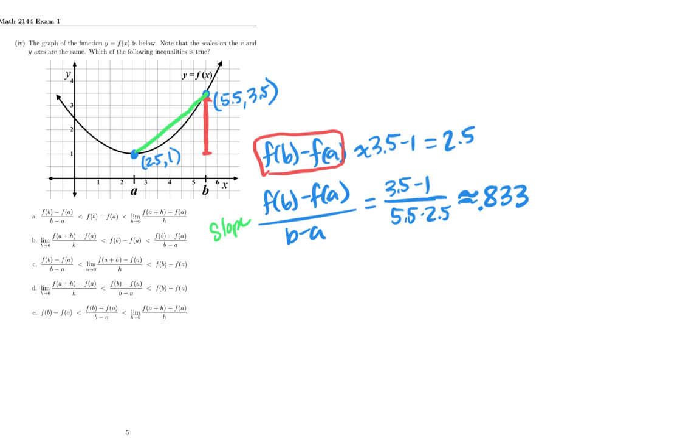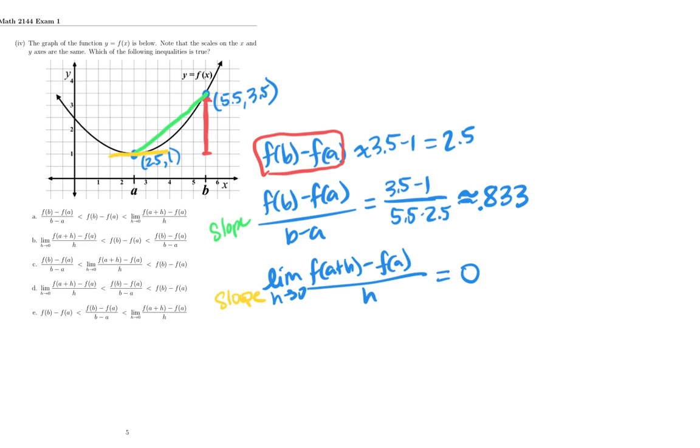And then the limit as h goes to 0 of f of a plus h minus f of a over h, that would be the slope of the tangent line to the graph at a. So if I drew in a tangent line there, well, that's just actually 0. So it's the slope of that yellow line. And I can just see from the graph that that is going to be a slope of 0. The slope of that yellow line is going to be 0.